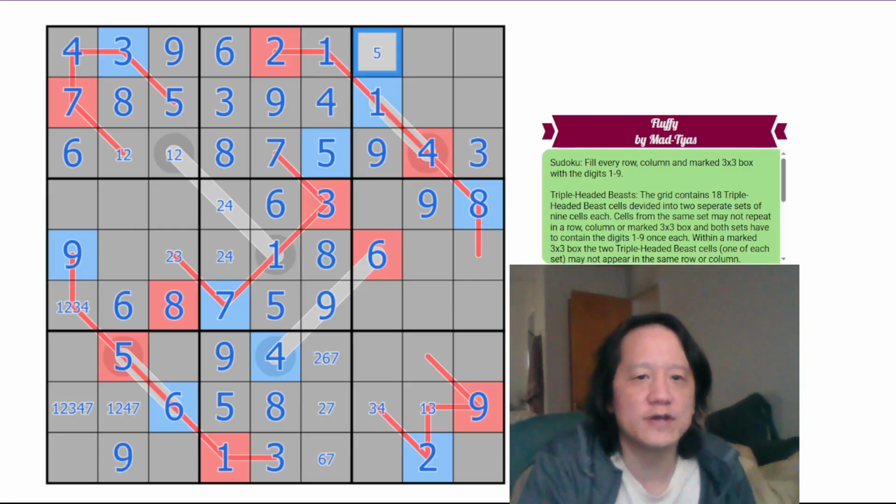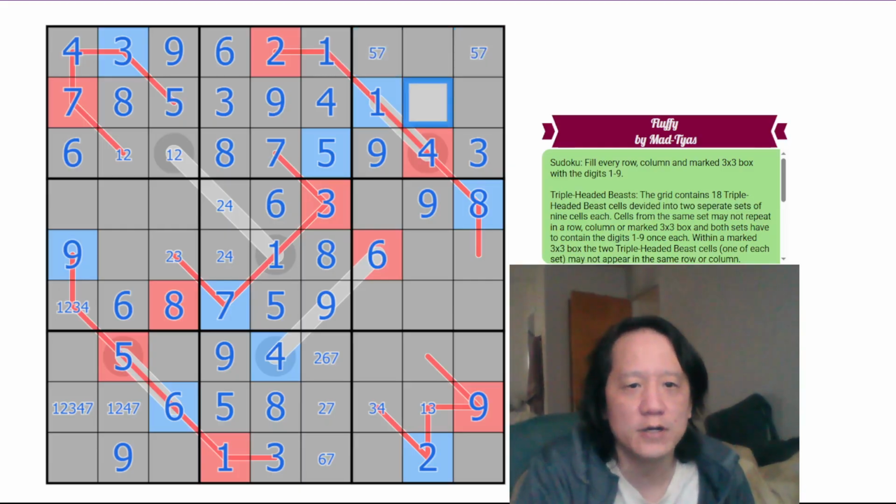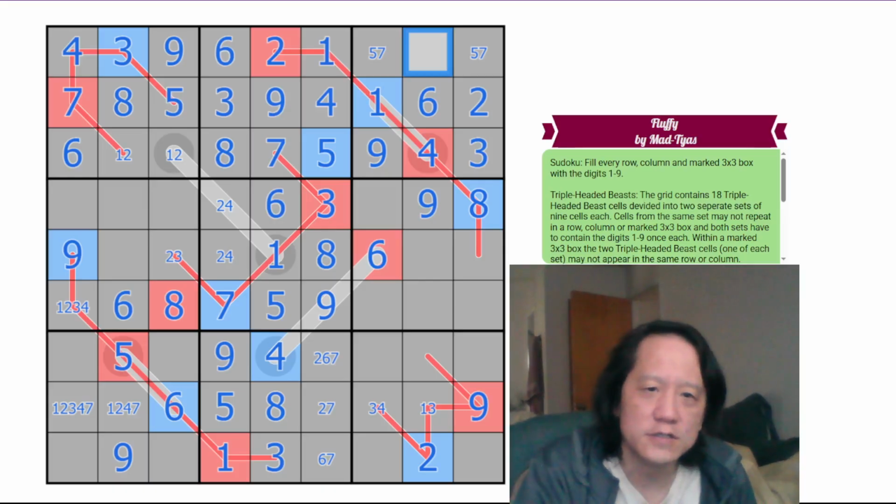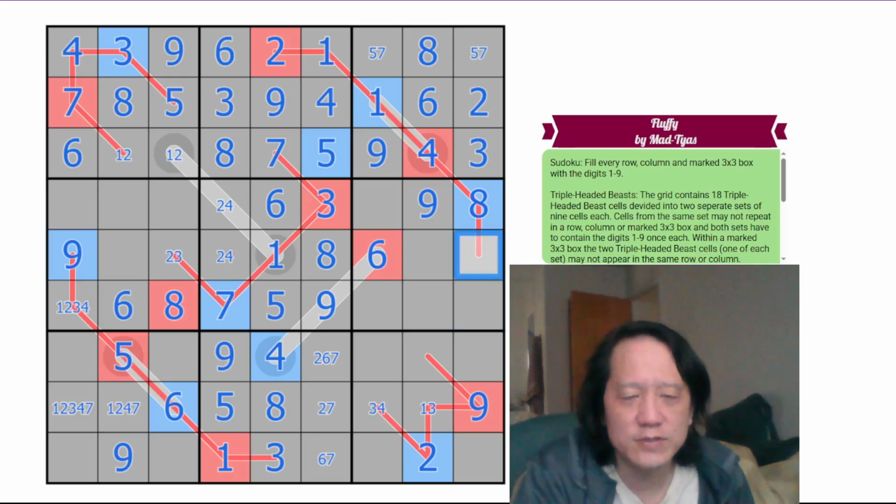So this becomes 5, 7, and 5, 7 as a pair. This can't be 2. So it has to be 6 here. This is 2. Really? Huh. This is 8. I thought, for some reason, I kept thinking this was 2. Huh. Maybe that's a contradiction.